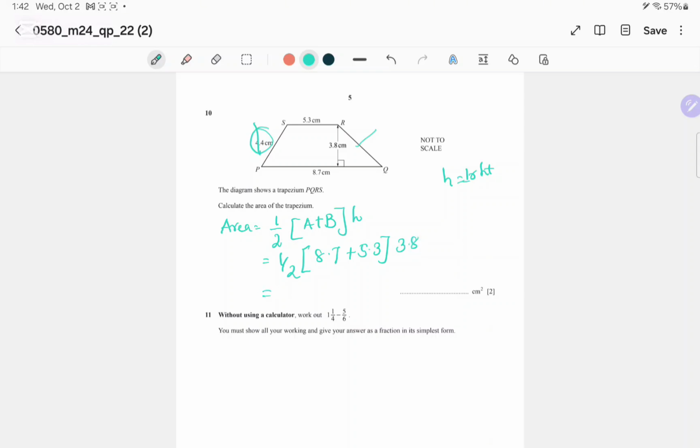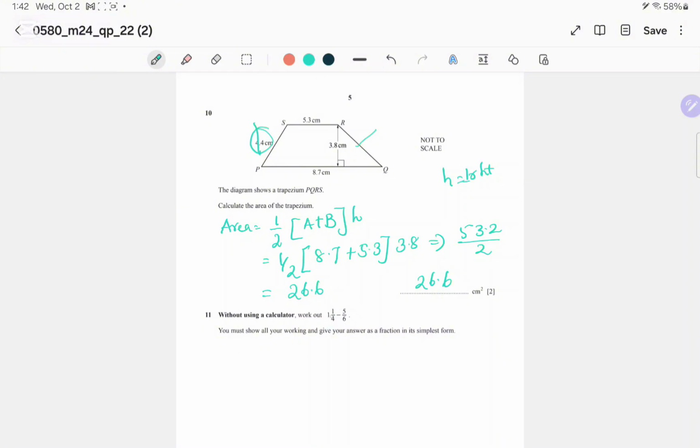So your answer will be around 26.6. If you do all this calculation, it comes around 53.2 divided by 2, which is 26.6 centimeter square. Okay, don't include the slanting height, include only the perpendicular height. Okay, can we go to the next question?